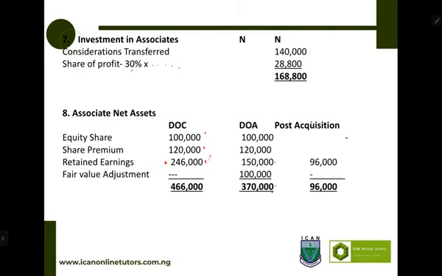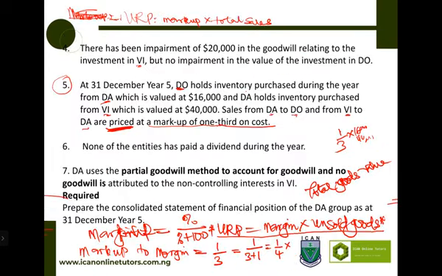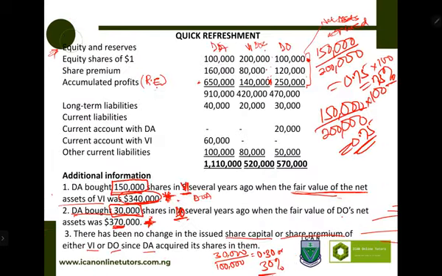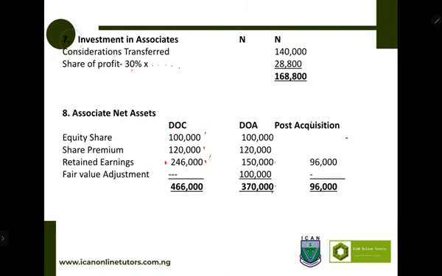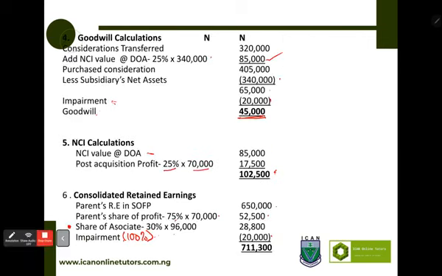As a DOA, you are given when the retained earning was this. When the retained earnings, they bought 30,000 shares several years ago when the fair value of DO net assets was 370. The fair value was 370,000. So here you'll be having your 370,000. But before that, what is the retained earning? Go back to the question to first of all see your retained earnings.